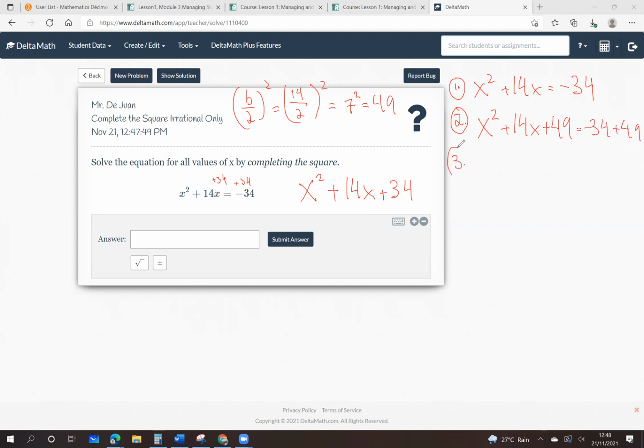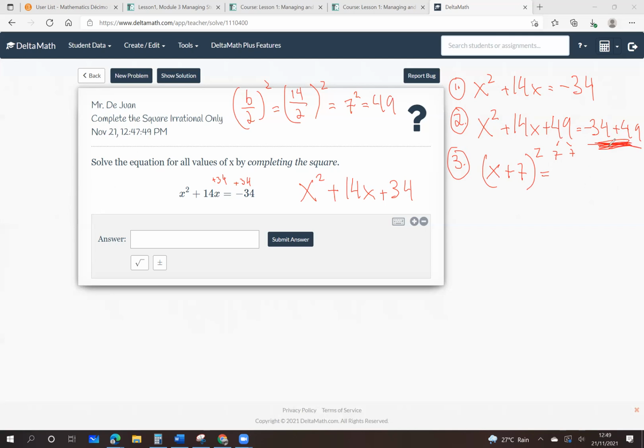Step 3, factor. Factoring it is always going to have the perfect square. So 7 and 7, because 7 times 7 is 14. It's going to be a perfect square of factoring. It's a perfect square situation. Equals -34 plus 49. I'm looking at this right here, -34.